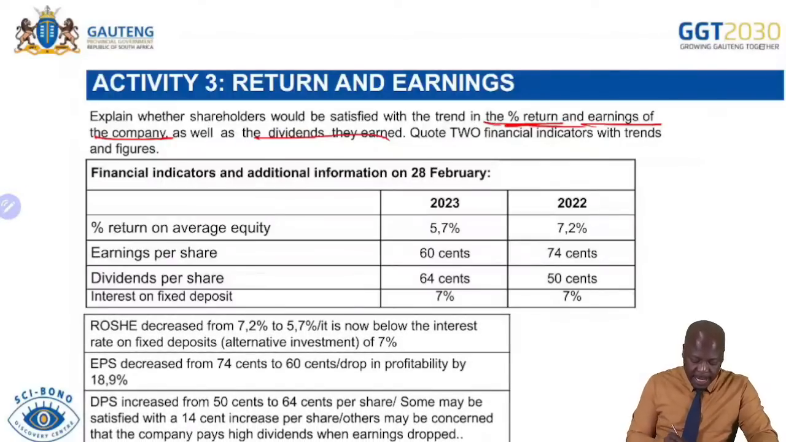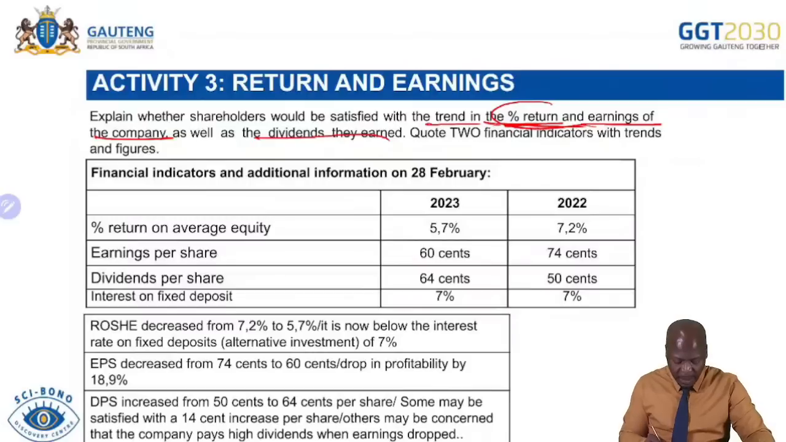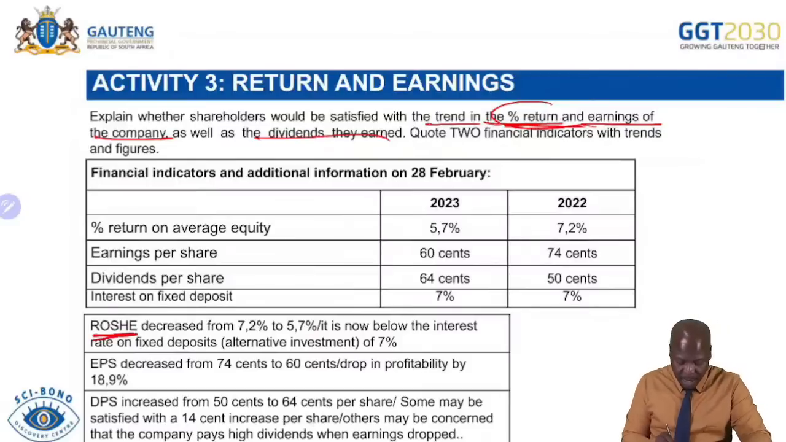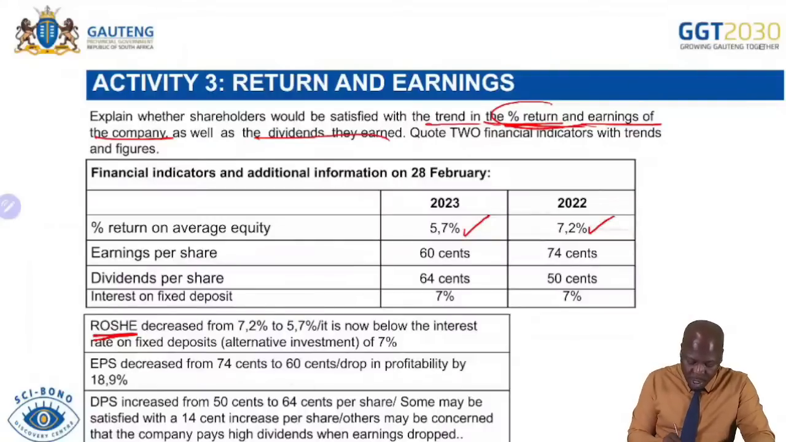When we look at the return on shareholders' equity, remember here, we want to explain whether shareholders should be satisfied with the trend in the percentage return and earnings. So the first one that we're going to look at is the return on shareholders' equity. You can see that it has decreased from 7.2 to 5.7.